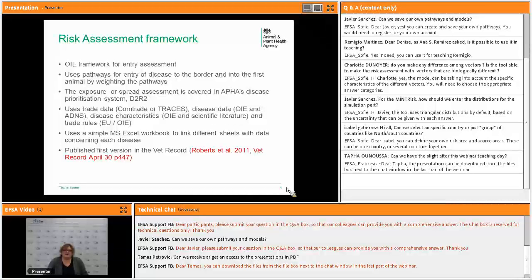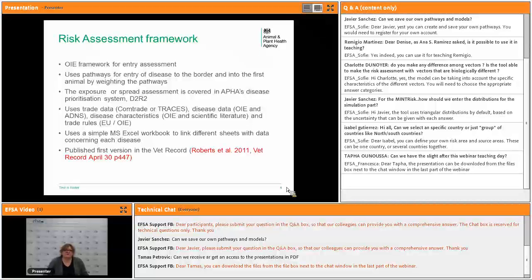The IDM tool uses trade data, so Comtrade or TRACES data for various consignments and commodities. It also uses disease data from the OIE and the EU ADNS system. And we use the disease characteristics that are available in scientific literature, but also very much using the OIE fact sheets as well. And finally, we look at the different trade rules that are in place in the EU and also the OIE recommendations for safe trade in different commodities.